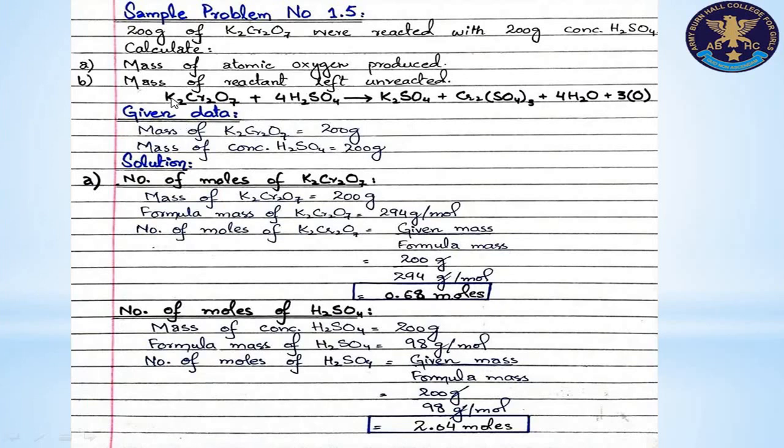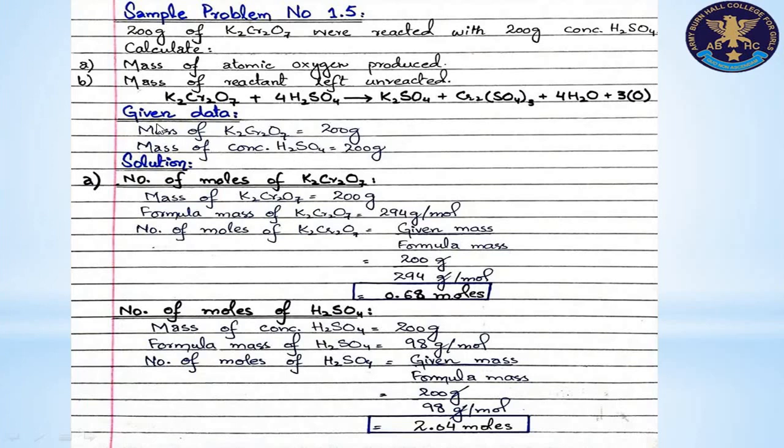The balanced chemical equation is already given to us, that 1 mole of potassium dichromate, when it combines with 4 moles of sulfuric acid, we will have the formation of 1 mole of potassium sulfate plus 1 mole of chromium sulfate plus 4 moles of water molecules plus 3 moles of atomic oxygen.